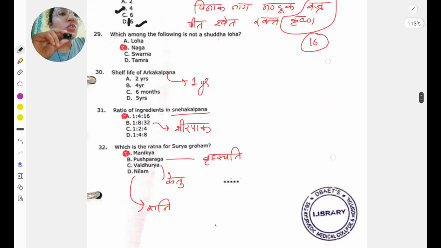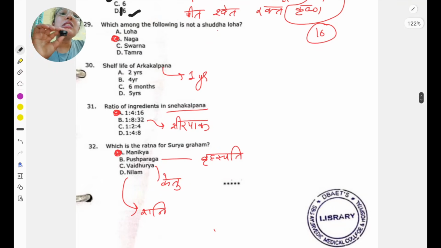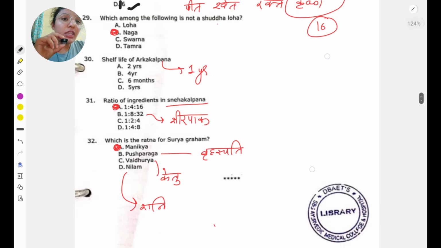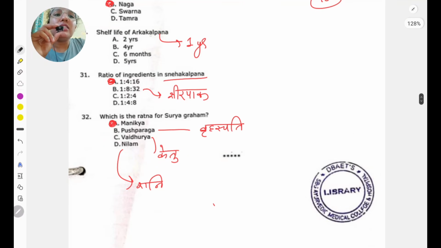Which among the following is not a Shuddha Loha? Naga, because it comes under Puti Loha. Shelf life of Arka Kalpana: actually this question is wrong, because shelf life is usually 1 year and that option is not given. Ratio of ingredients.